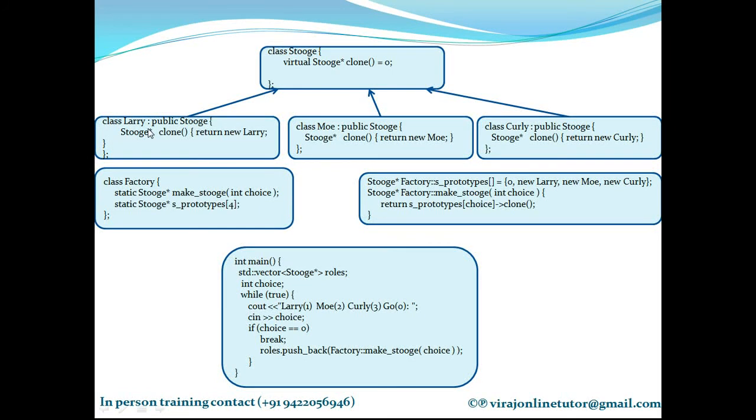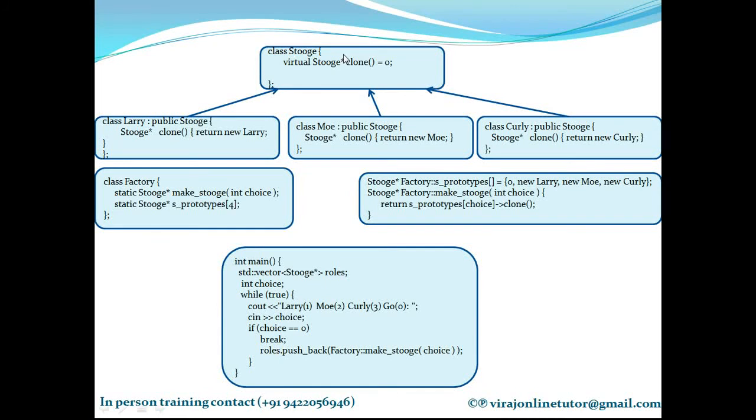So class Larry's clone definition will return new Larry because it is returning a copy of itself. The clone function of class Mo is returning new Mo because it's returning a copy of itself. Class Curly's clone definition is returning new Curly because it is returning a copy of itself. So Larry class will return Larry, Mo class will return Mo, Curly class will return Curly. Simple.